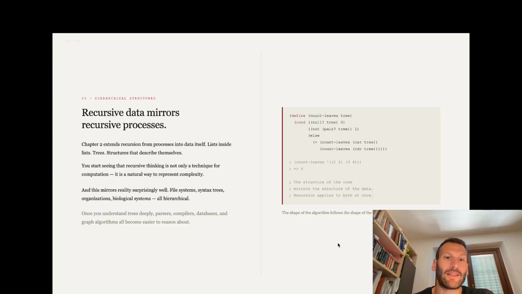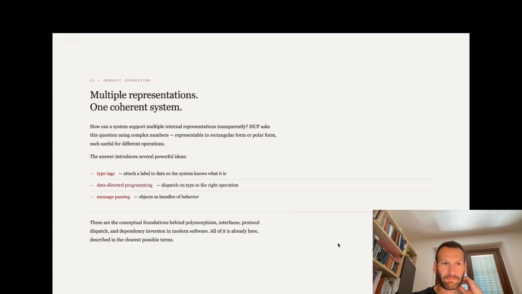And if you think about it, this mirrors reality surprisingly well. Think about file systems, syntax trees, organizations, biological systems. All these complex systems are hierarchical. And I think that once you understand trees, and in general hierarchical structure, deeply, parsers, compilers, databases, and graph algorithms all become easier to reason about.